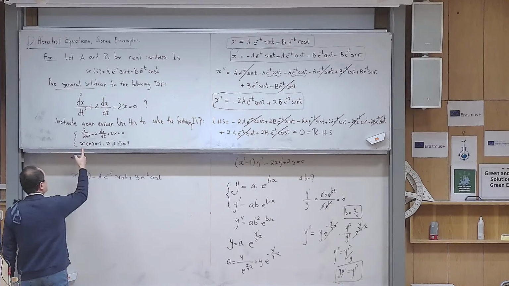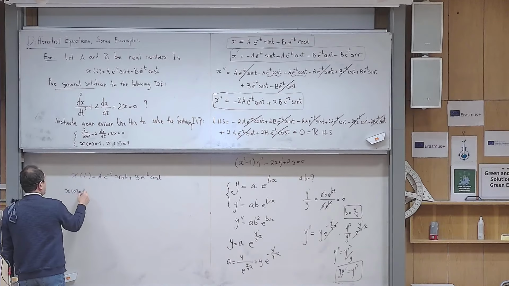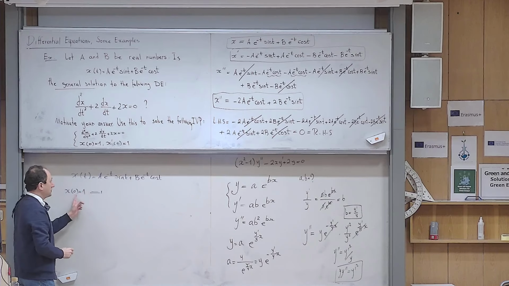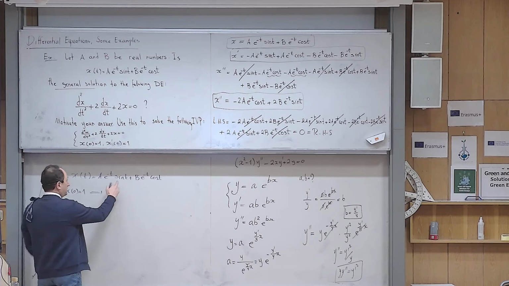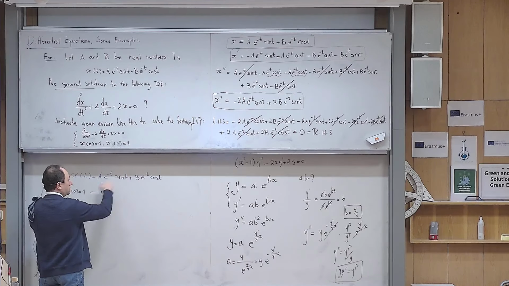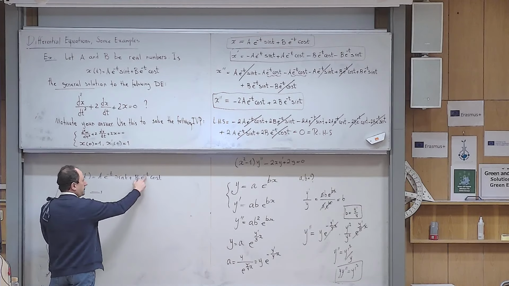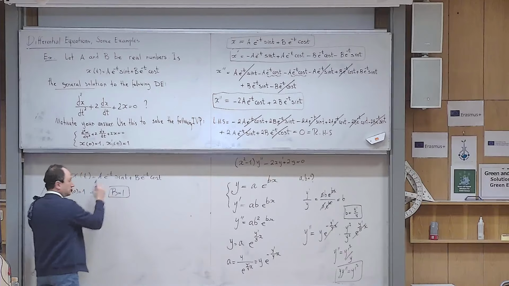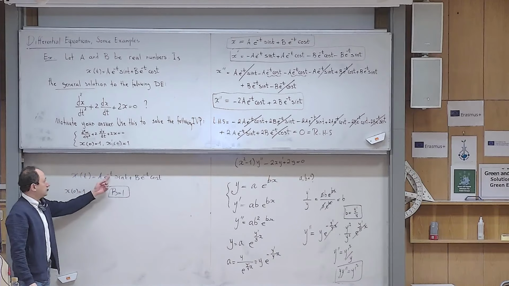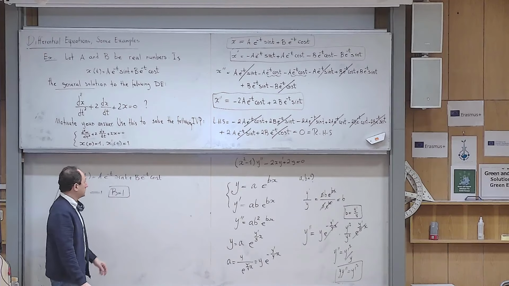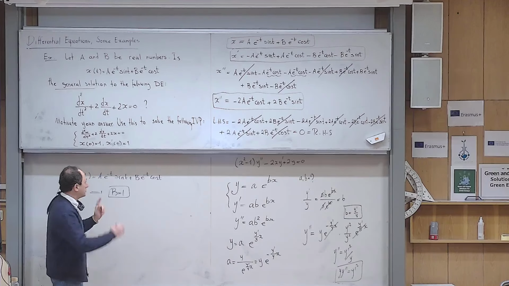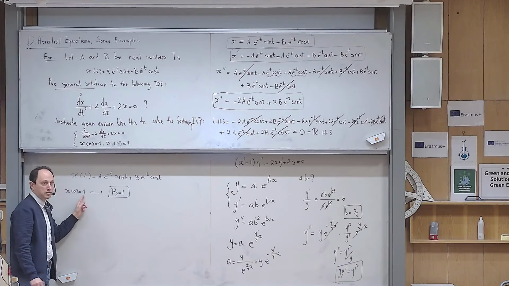But now I want to have x of 0 to be 1. What does it mean? It means that when I go to my function and replace t with 0, the output should be 1. When I replace t with 0, sine of 0 is 0, so that is gone. But e to the power 0 cosine 0 is 1, so it becomes b. I replace every t with 0. This is completely gone because sine of 0 is 0, but e to the power minus 0 cosine 0 is 1, so it becomes b.